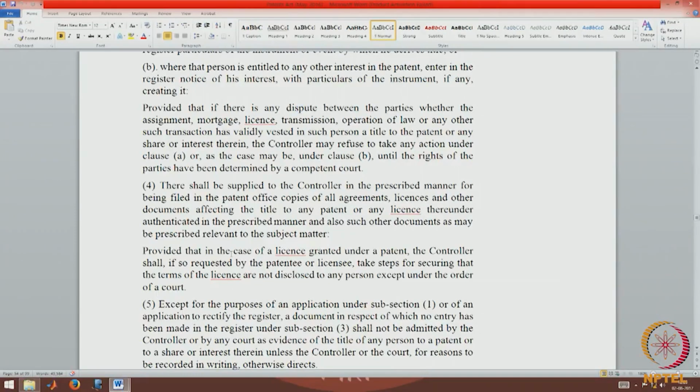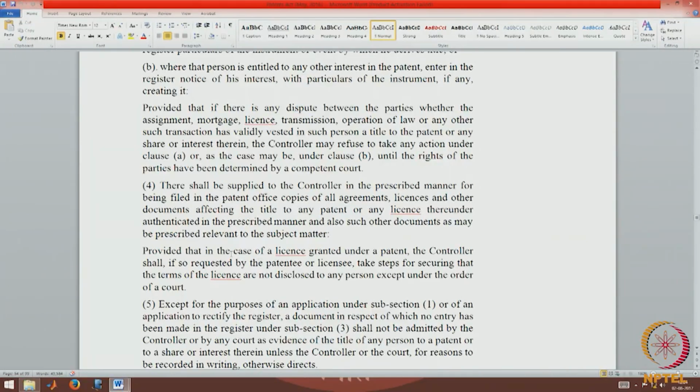out changes in the register, provided that if there is any dispute between parties, whether the assignment, mortgage, license, transmission, operation of law or any other such transaction has validly vested in such person a title to the patent or any share in a patent, the controller may refuse to take action under clause A or clause B, as the case may be, until the rights of the parties have been determined by a competent court.